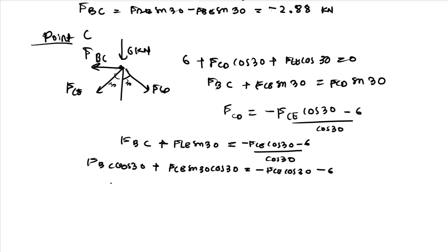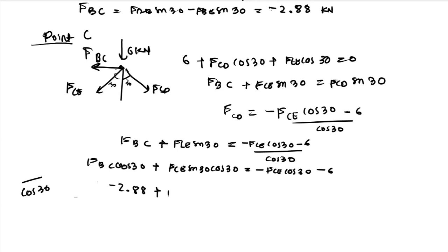And if you put your value of FBC, which is minus 2.88 as we have calculated earlier, you can just divide this equation also by cos 30. It will become more easy. Let us just do that. Dividing by cos 30, we have FBC, for which the value is minus 2.88, which we have calculated earlier.